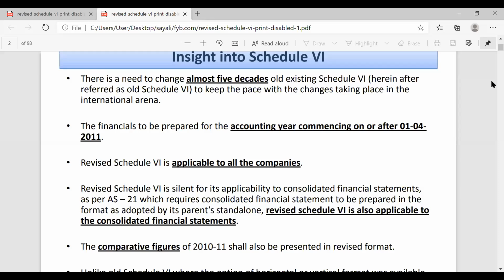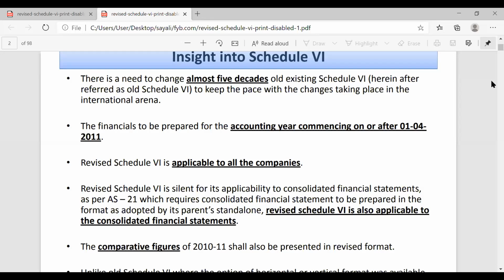So what are the basic points or insights into Schedule number 6? What are the changes done in this schedule? There was a need to change, almost 50 years before, that is in 1956. So you are aware of the Companies Act 1956, and whatever changes were there at that time still continued up to 2011. And in 2011 they changed it, therein after referred to as Schedule 6, to keep pace with the changes taking place in the international arena.